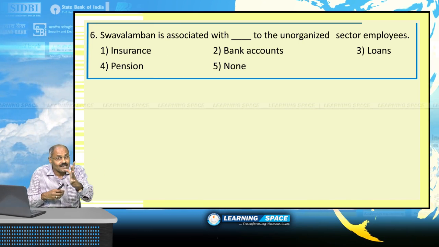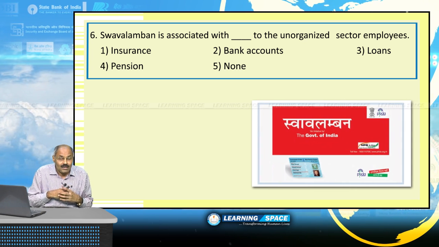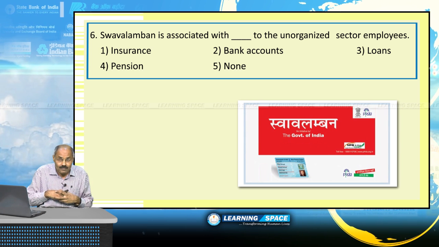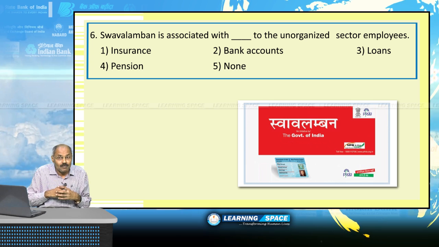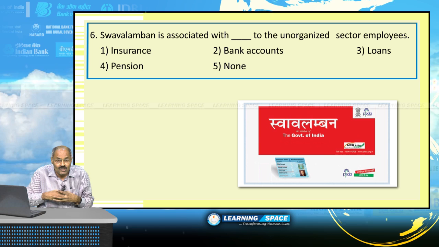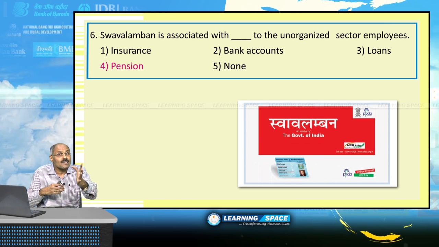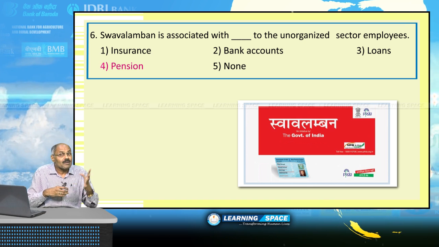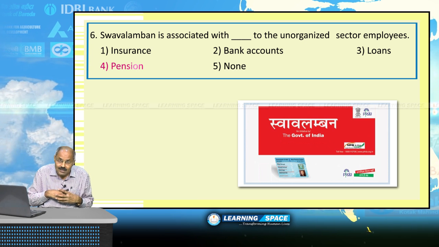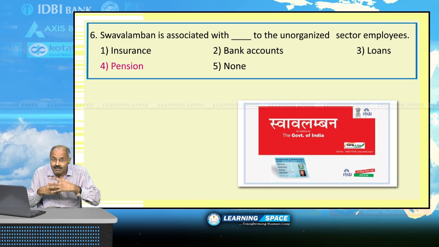Swavalamban is associated with pension. The Swavalamban scheme is the pension scheme for unorganized sector employees, with the intention of bringing unorganized sector employees into the mainstream of pension. This scheme was started from the year 2010-11. Government used to contribute up to a maximum of rupees 1000. This is Swavalamban, brought in the year 2010-11.